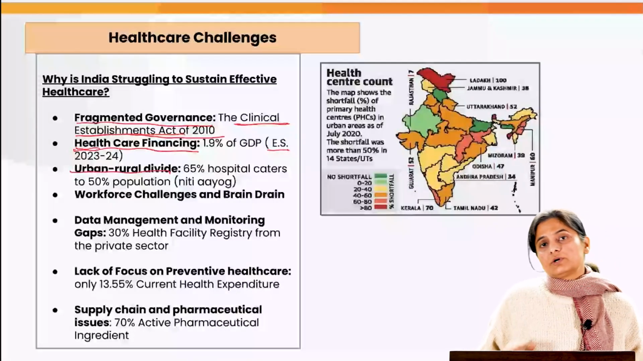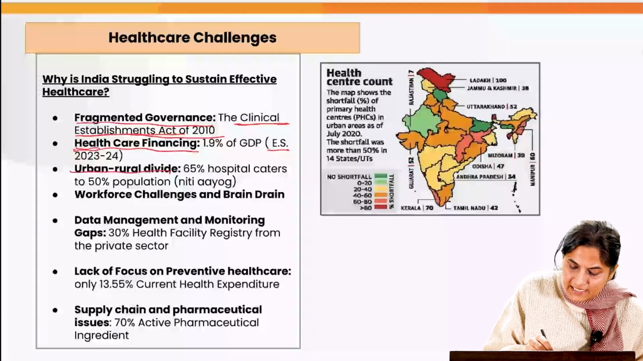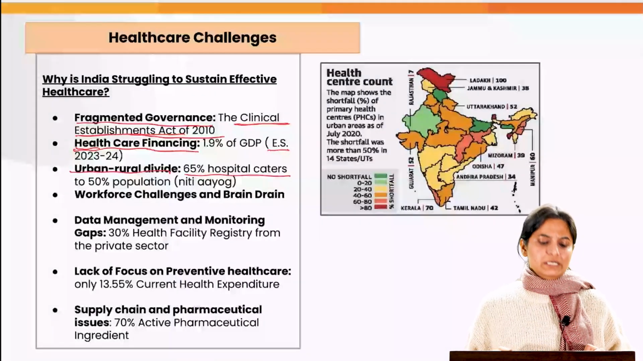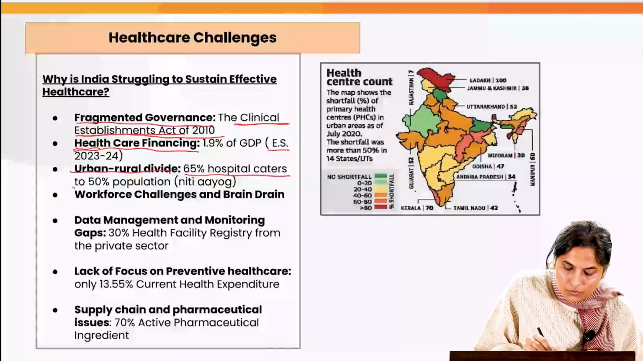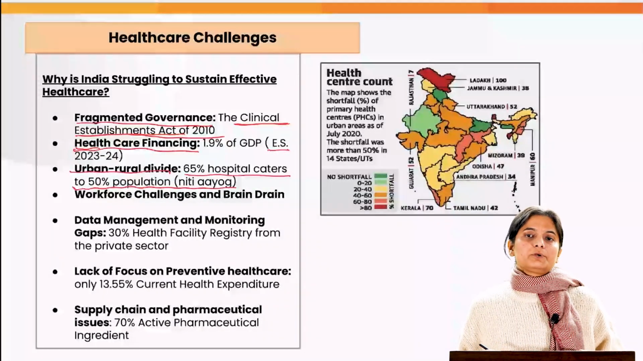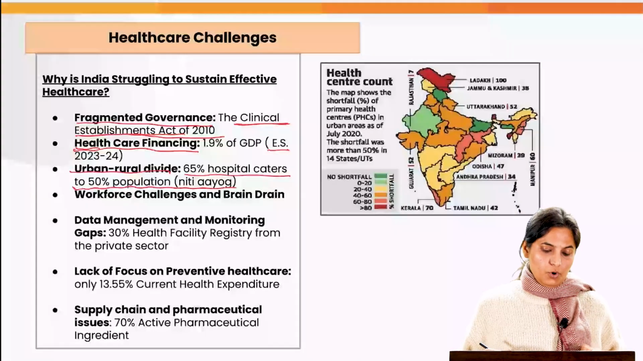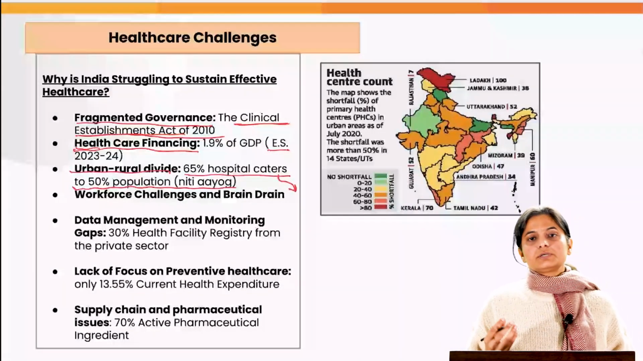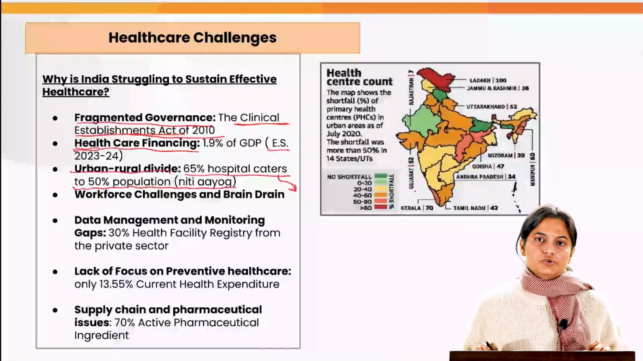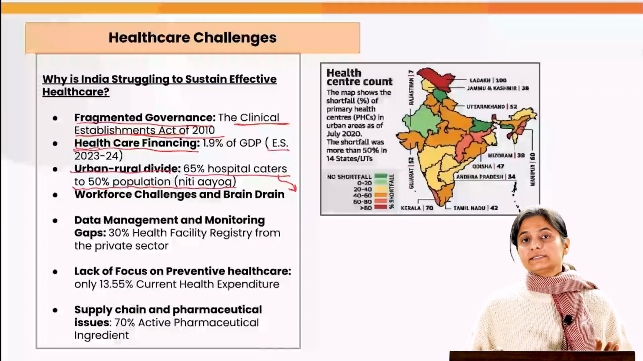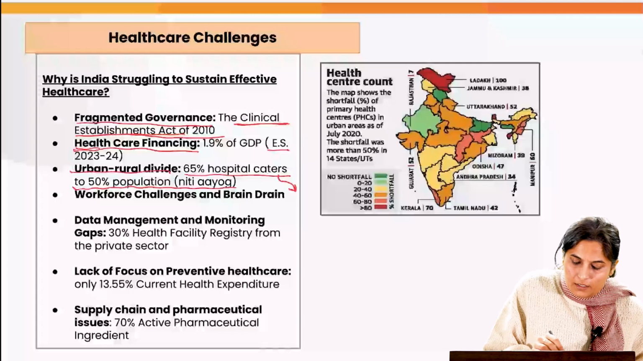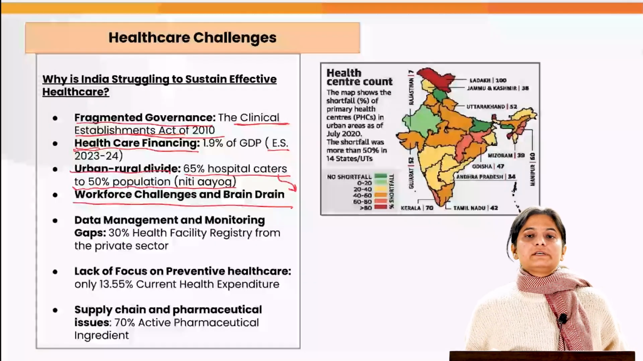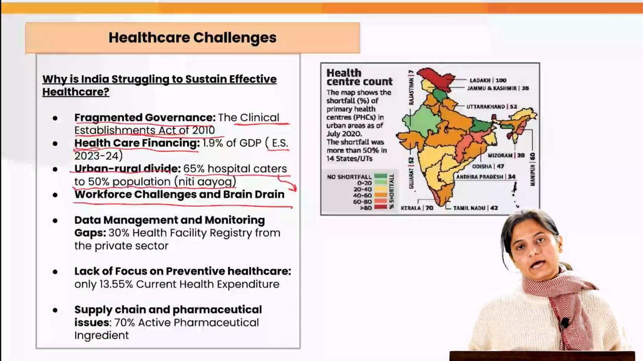Then there is the urban-rural divide also. To give you an example, only around 65 hospital centers are catering to 50% of the population. This is as per the Niti Aayog report. That tells you that the distribution of these establishments between urban and rural areas is not even. Then another issue that we are facing is workforce challenges and brain drain.